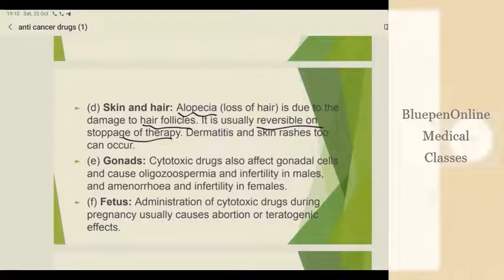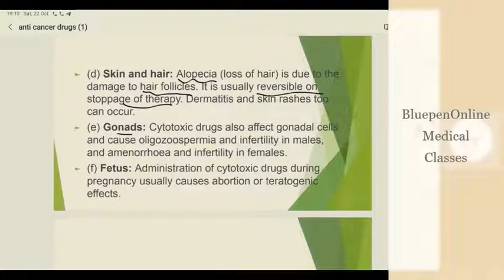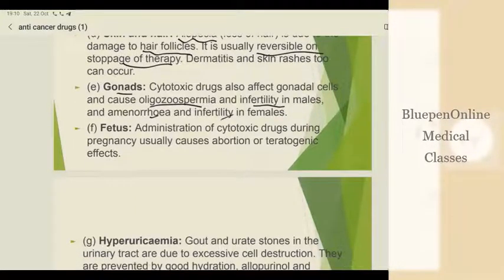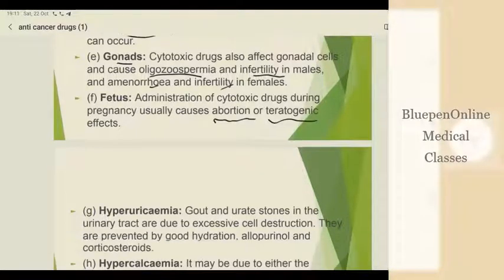Next one is gonads. Again, gonads have dividing cells, so they can cause oligozoospermia and infertility in males. Similarly, amenorrhea and infertility in females. In the fetus, administration of cytotoxic drugs during pregnancy causes abortion or teratogenic effects.